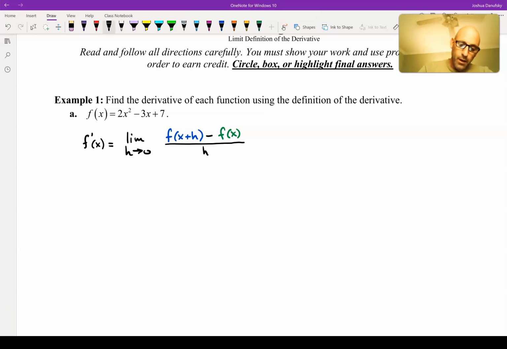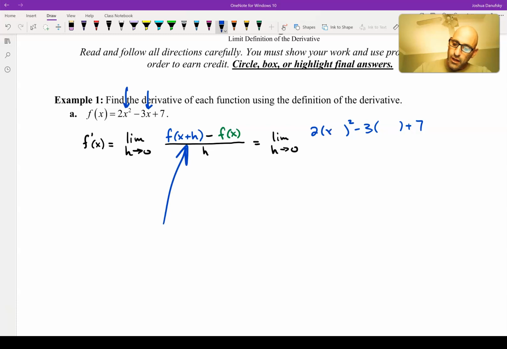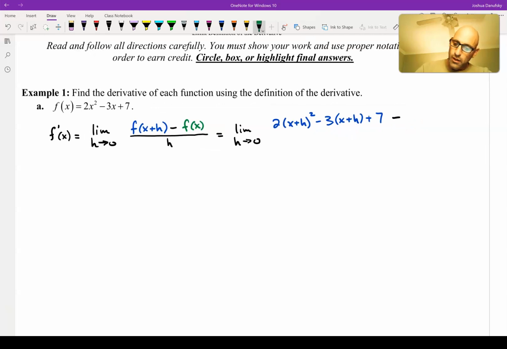So with this first one, we're going to go ahead and continue with our limit notation, of course. And then in blue, I'm going to plug in x plus h into here and here, right? We're evaluating our function to the input squared minus 3 times the input plus 7. That is our function. And in this case, in blue, the input is x plus h, like that. Next, we're going to subtract from that the function itself, which in this case in green is 2x squared minus 3x plus 7. All that's divided by h like this.